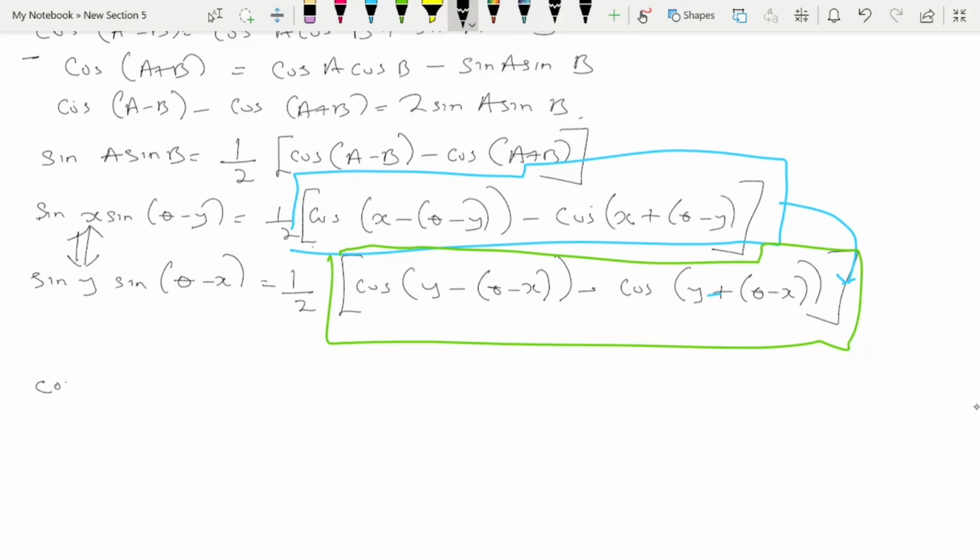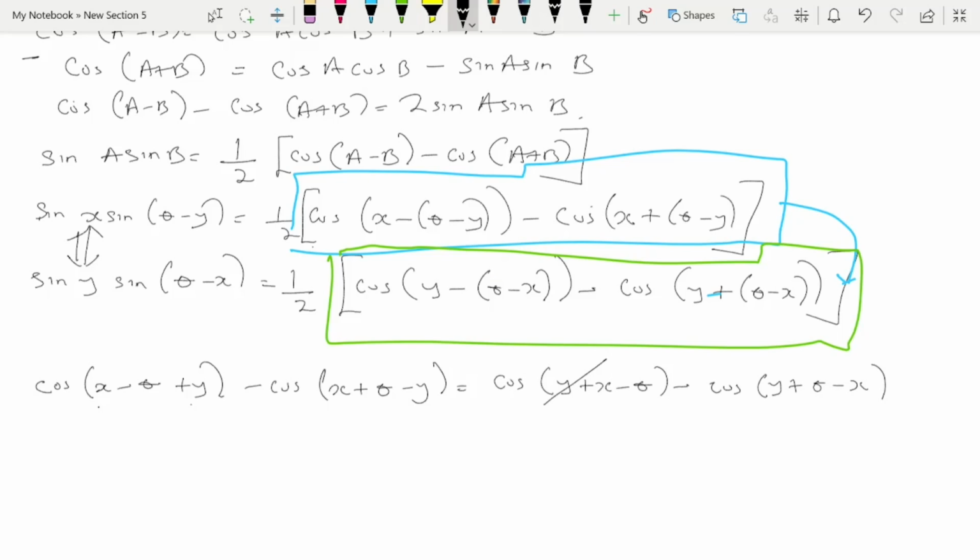So it just means that I have cos, expanding the bracket now, this is x minus theta plus y, minus cos(x plus theta minus y), is equal to cos. If I expand this, it is y plus x minus theta, minus cos(y plus theta minus x), right? So we can automatically see that x plus y minus theta, x plus y minus theta, these two cancel out. So the minus from here also goes out. So just remaining cos is equal to cos.